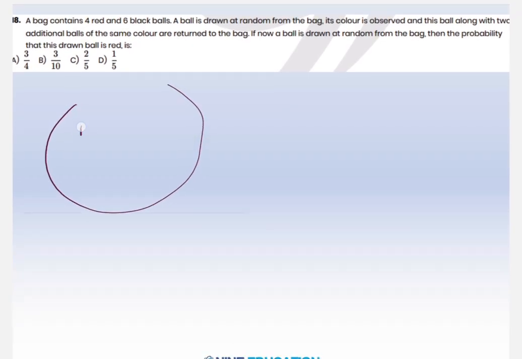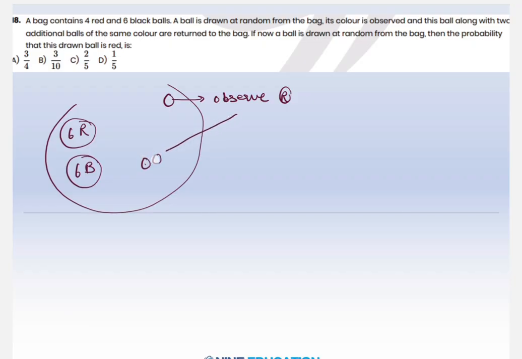A bag contains 6 red balls, 6 black balls. A ball is drawn at random from the bag. Its color is observed. So you pick just one ball and observe its color. Along with it, 2 additional balls are returned to the bag. So let us say the ball comes out to be red, then you put 2 additional red balls in the bag. If it comes out to be black, so again you put 2 additional balls in the bag. So take one ball and put 2 additional along with this in the bag.